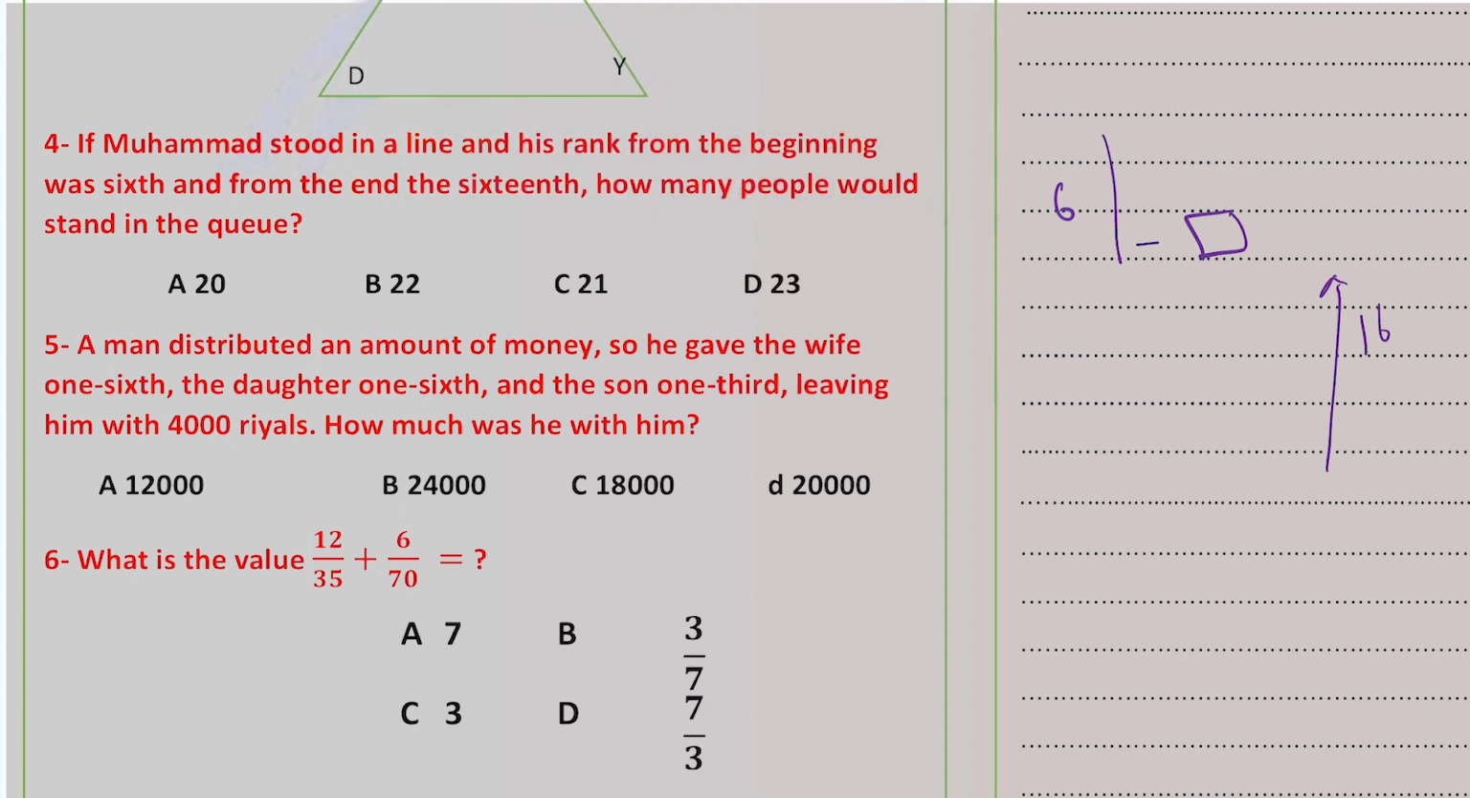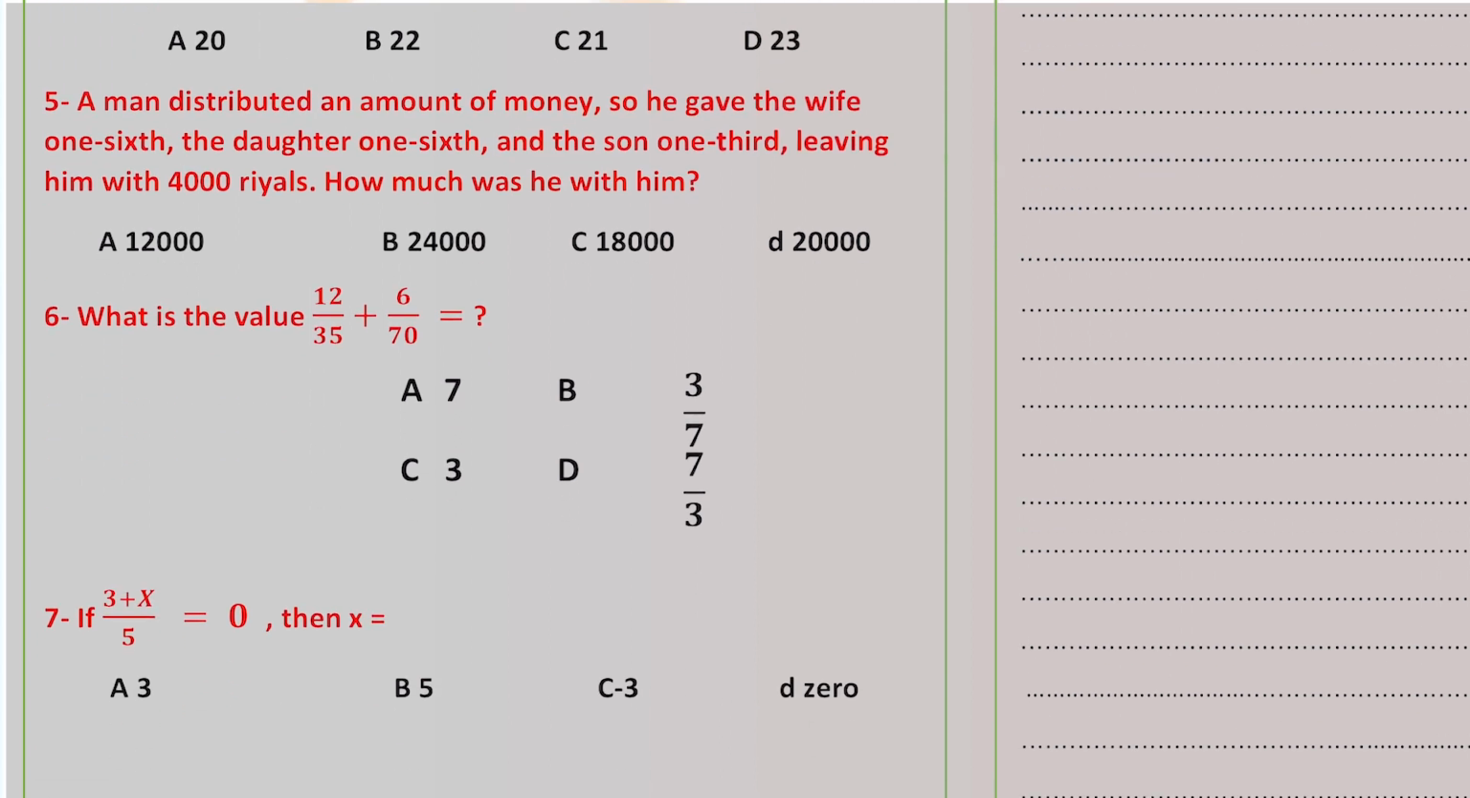If Muhammad is student number 6, we have 5 students before him and Muhammad, so now we have 6. If Muhammad is the 16th from the back, we have 15 students after Muhammad. So we have 5 and 15, 20, and 1, which is Muhammad, 21. Some teachers and some books write a rule for this question, which is to add the 2 numbers and subtract 1. It's okay also, but I prefer to understand the question and to know how we can calculate it.